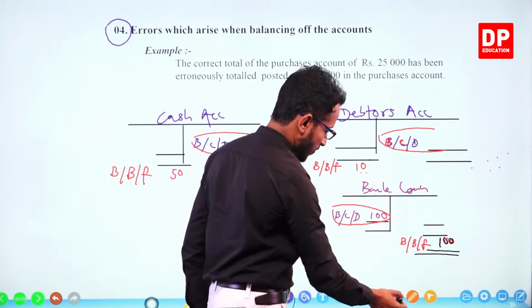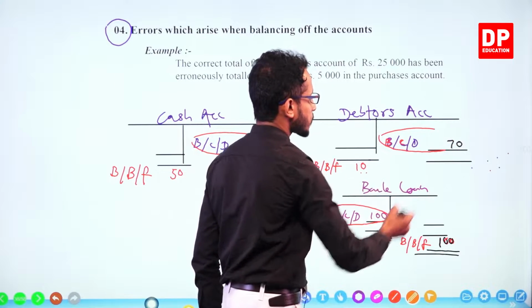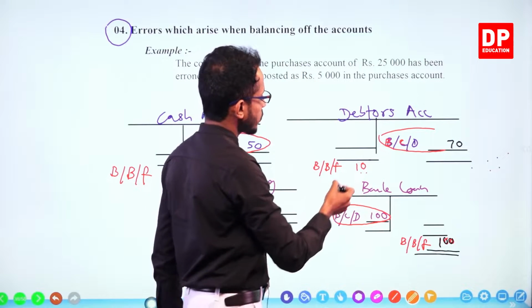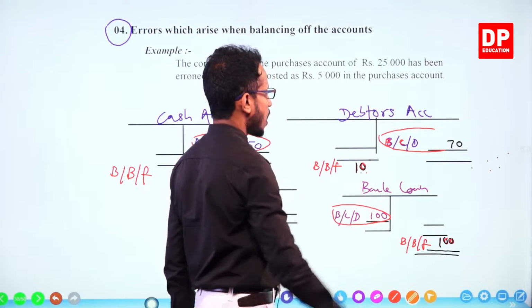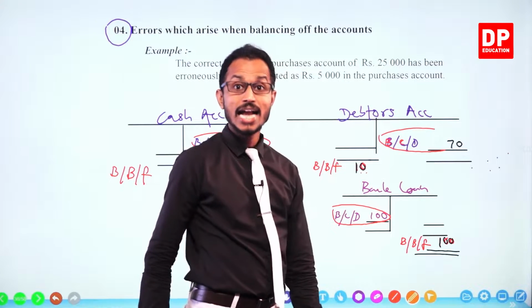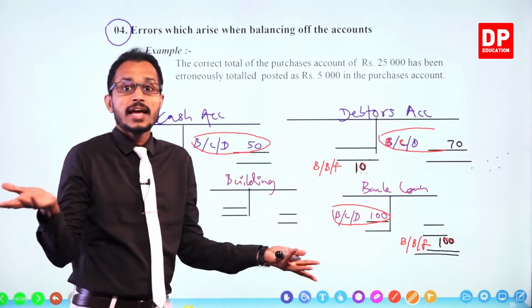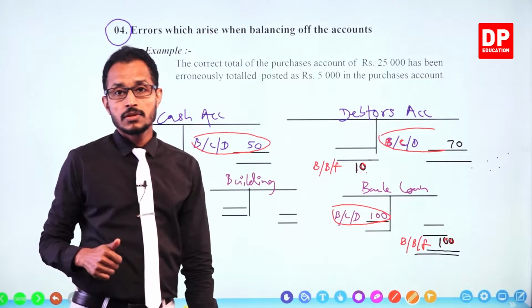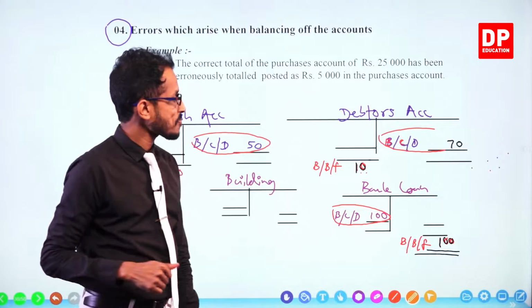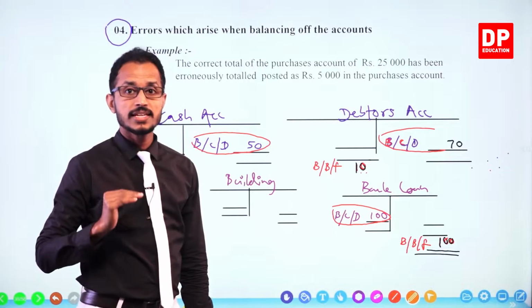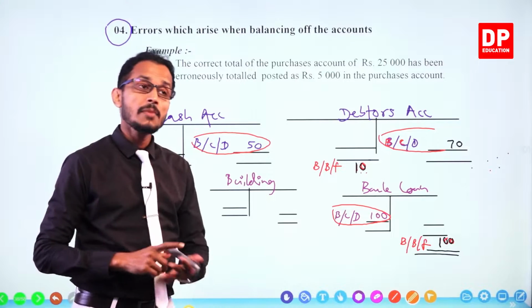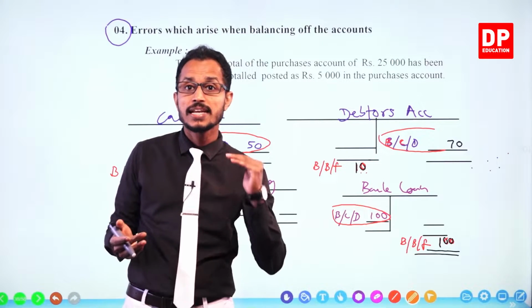Let's say the real balance is 70, but the balance brought forward has been mentioned as 10. Understated. Balance brought forward, understated. That can go to the trial balance. Understating the account balances. Sometimes the balance could be overstated.